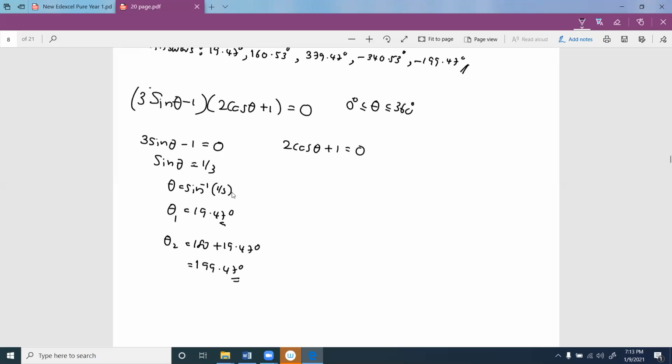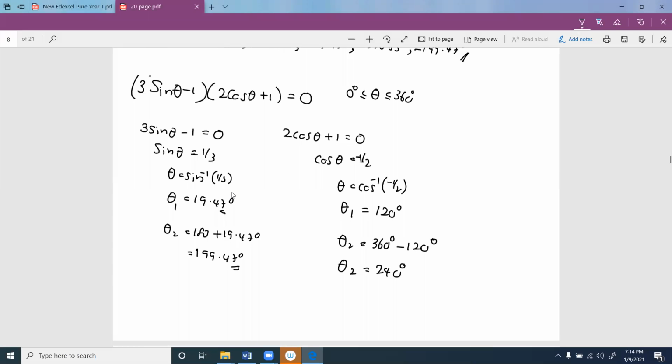Over here, you can say cos theta equals minus 1 over 2. So theta equals cos inverse minus 1 over 2. The first angle is cos inverse minus 1 over 2, which turns out to be 120. The first angle is 120. Then the second angle becomes 360 minus 120, because of the cos relationship, so the second angle becomes 240. You cannot go ahead with 360 plus, because the maximum range given here is 360.